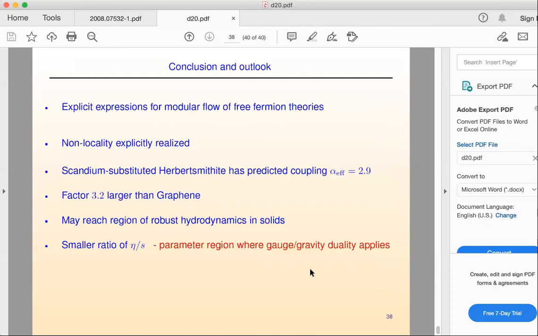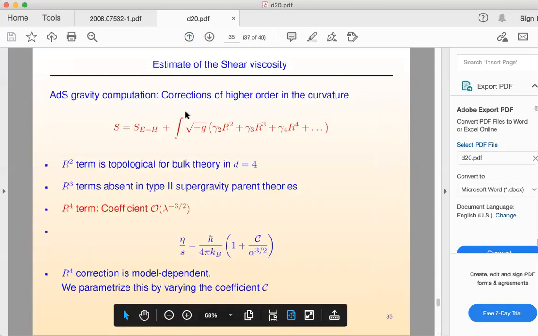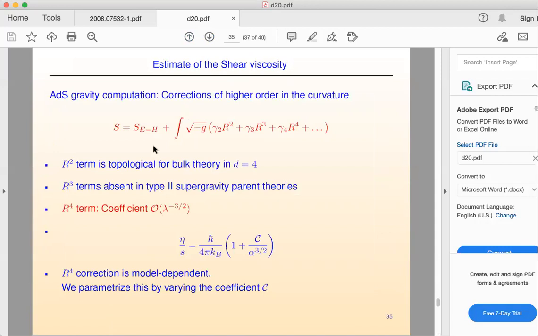So thanks a lot. I have a question about the R to the fourth term. In a way, you are parametrizing hydrodynamics, and I don't quite understand your way: you can suppress the R cubed term because it's absent due to supersymmetry on one side. But is there some corresponding argument in condensed matter physics for why that term should be absent?